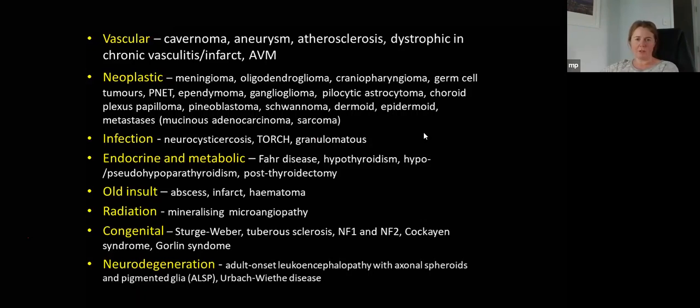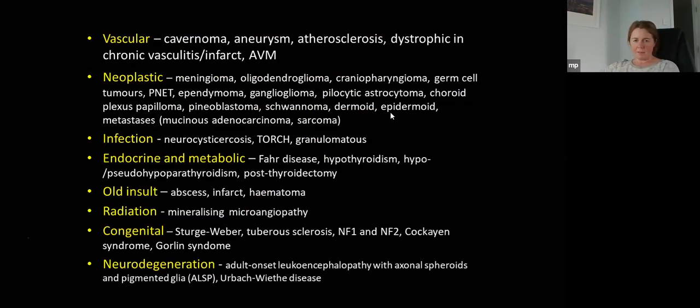You can rule out a lot of these by the appearance. Again, in some cases, you're not going to know what the abnormal calcification is on CT just by CT, and you're often going to require another form of imaging, so CTA, CTV, even MRI, gradient echo. So let's go through a few. We'll start with the vascular lesions.